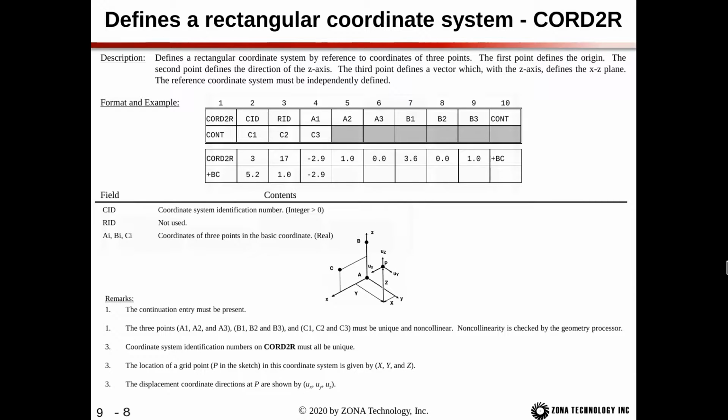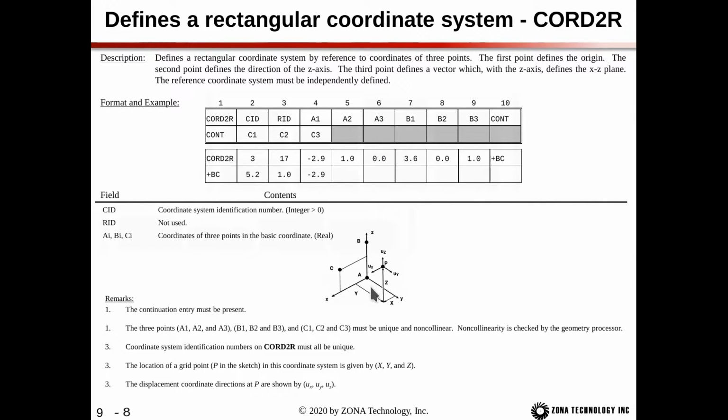Next, we have the Chord2R card to define a rectangular coordinate system by specifying the 3 coordinate points. So the first point, point A, defines the origin of this coordinate system. The second point, point B, defines a point along the z-axis. So this vector AB defines the z-axis. And then point C here defines the xz plane along with points A and B.